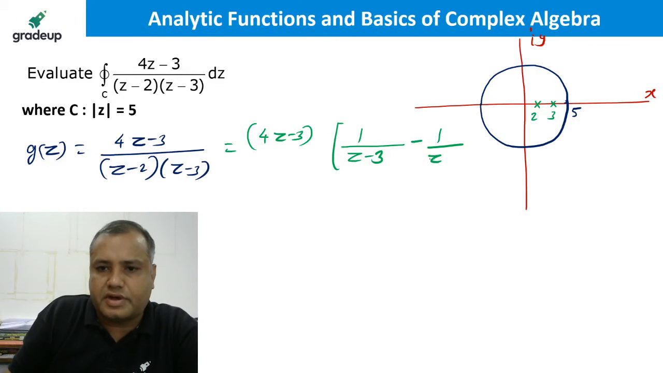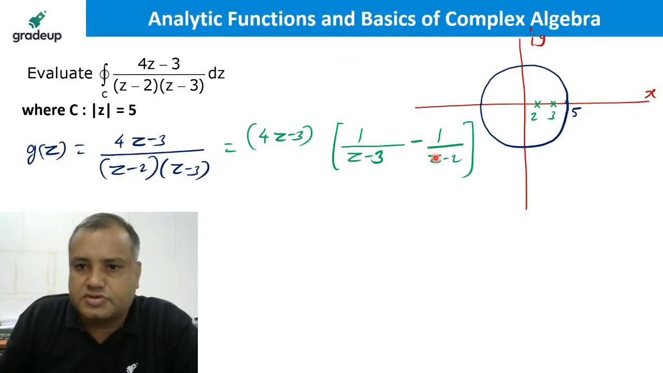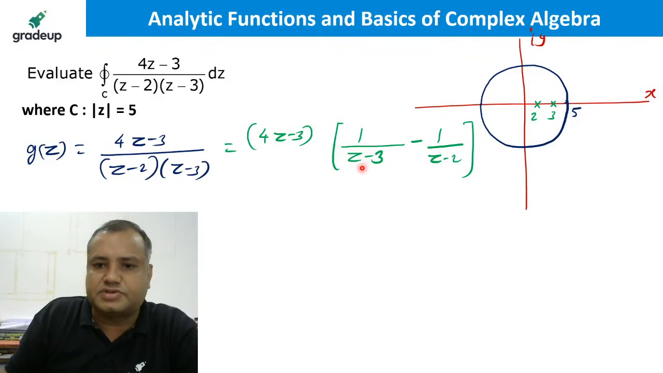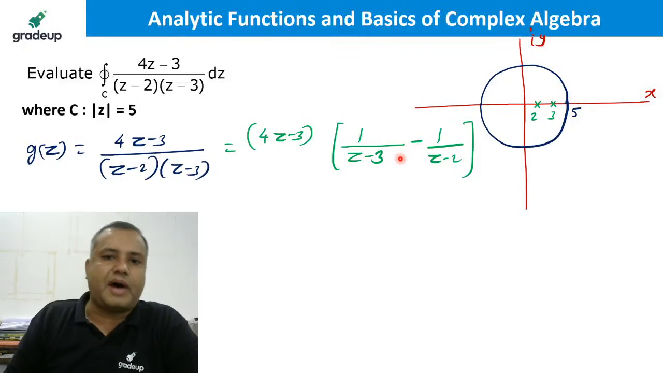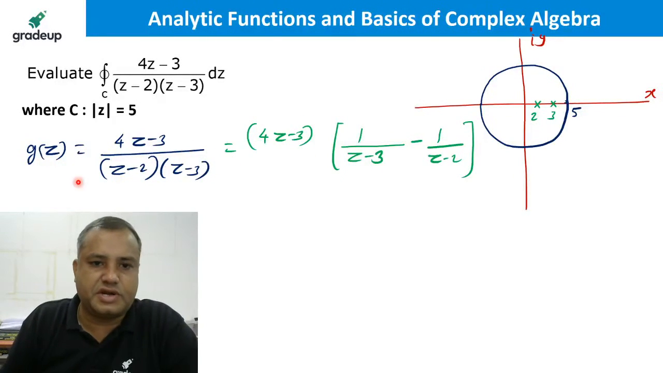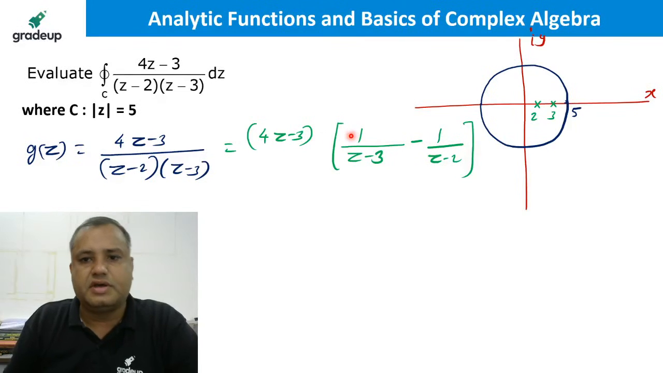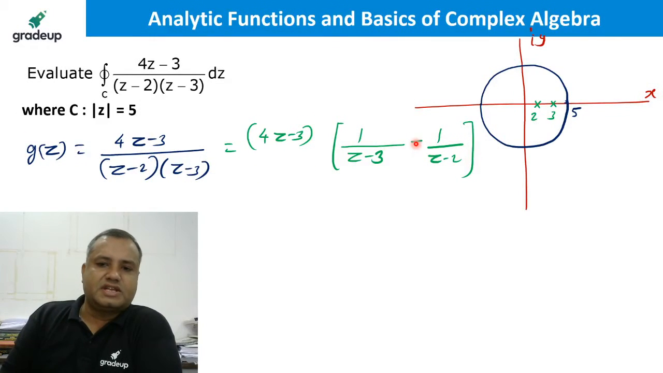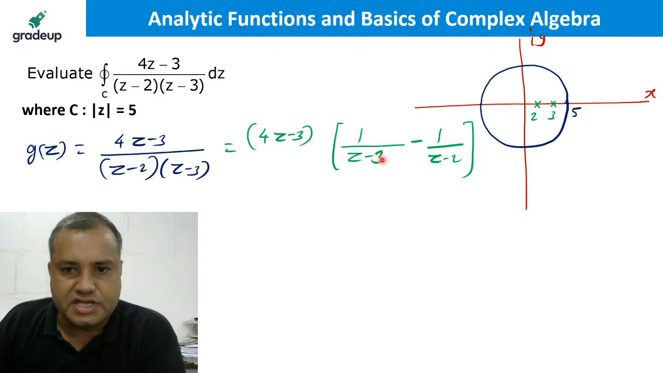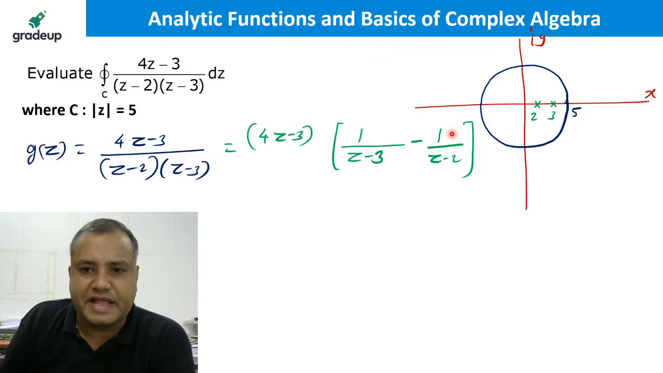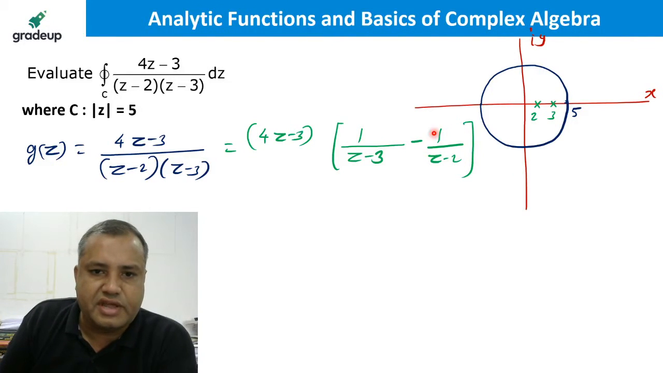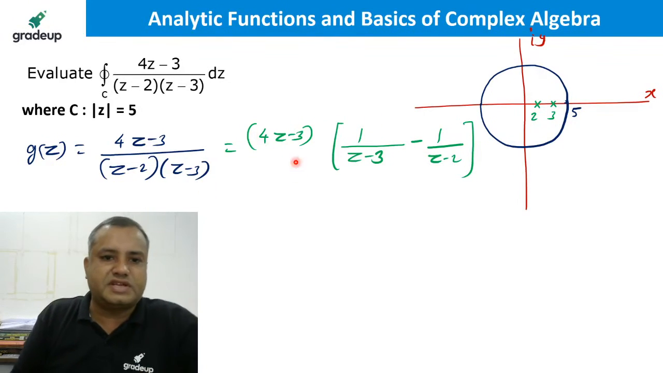minus 1 upon, okay, what we can do? So z minus z cancel, minus 2 minus minus plus 3 will be 1. So we have done the partial fractions for this denominator. 4z minus 3 is out. 1 upon z minus 3 minus 1 upon z minus 2. Solve this, so the denominator will be the product of these two. We obtained the product. z and minus z will be cancelled. Minus 2 and plus 3 will be 1. So both of these are exactly equal.